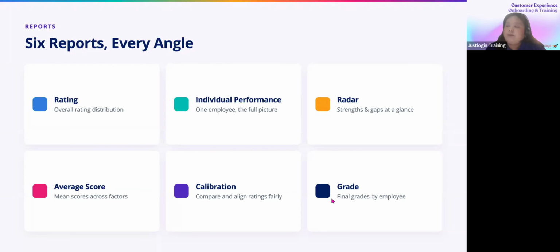And lastly, with the grade report, the final grades by employee, it has something to do with the grades that you will be creating in the process of preparing the forms. Meaning, if you did not create any grade when you are creating the review cycle, then you cannot generate a grade report. Okay, so those are the 6 reports that we have in the appraisal.